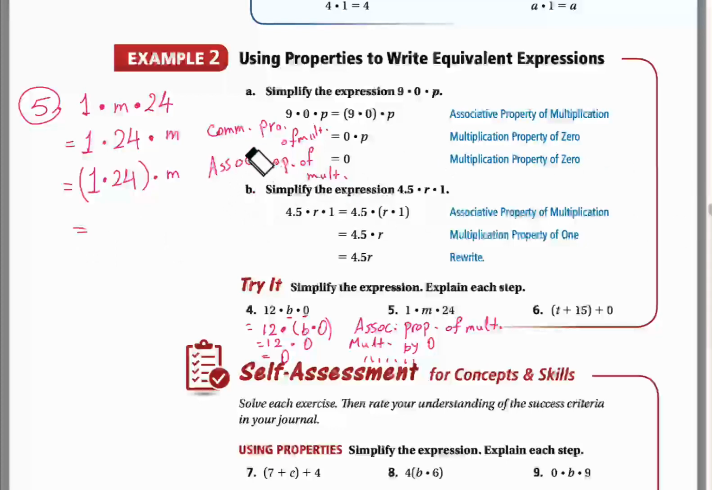1 multiply 24 equals 24. 24 multiply n. What property did you use here? Multiplication by 1. Yes, you used multiplication by 1 here, because 1 times any number equals that number. Okay, now 24n, just rewrite it. Okay, thank you, my hero. I will leave question number 6 for you to solve by yourselves.